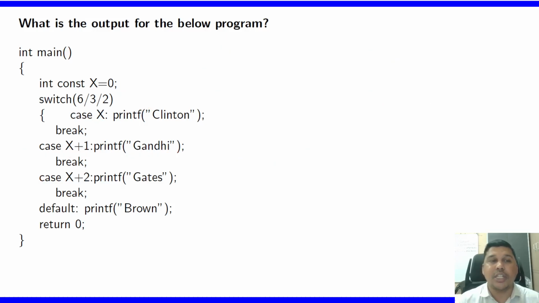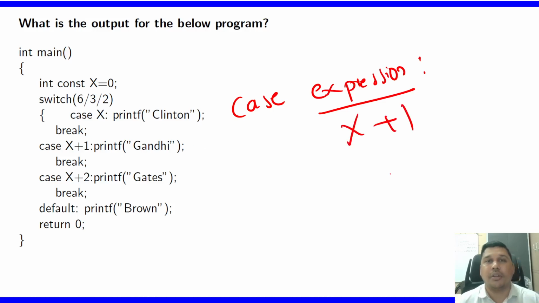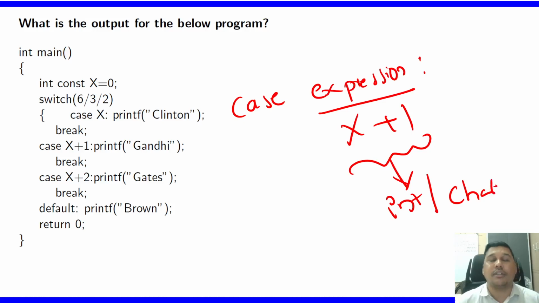The only intention is to say that here we can even have expressions in case. What I kept in this case is x plus 1. But the ultimate goal is that this result should always be an integer constant or a character constant. Since I am expecting an integer constant, we have used the word const, C-O-N-S-T.